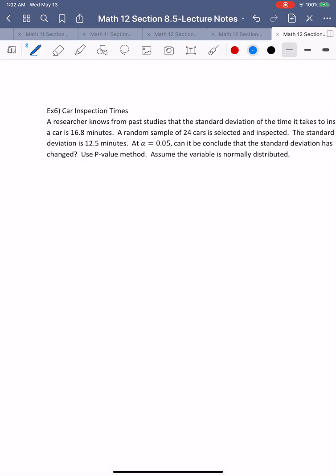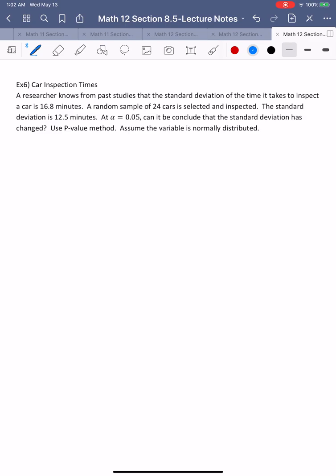All right, let's do the last example. Car inspection times. A researcher knows from a past study that the standard deviation of the time it takes to inspect a car is 16.8 minutes. A random sample of 24 cars is selected and inspected. The standard deviation is 12.5 minutes. At alpha equal to 0.05, can it be concluded that the standard deviation has changed? Use the p-value method and assume the variable is normally distributed. Okay, so H0: standard deviation is 16.8, and H1: standard deviation is not equal to 16.8.